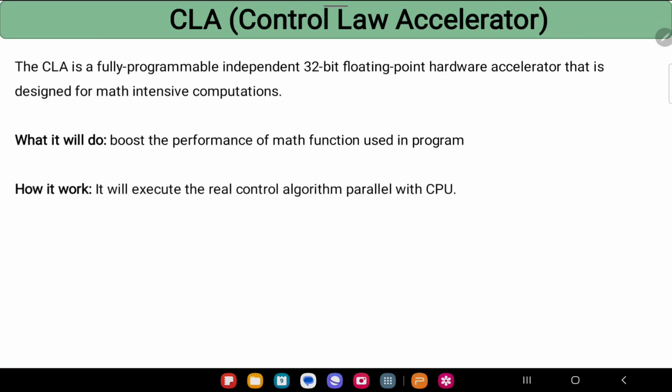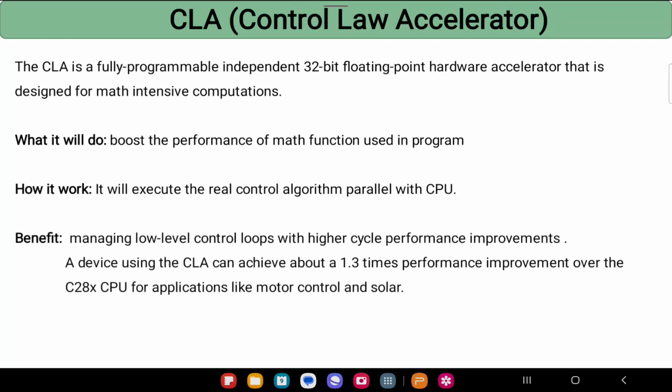And how it works: it will execute the real-time control algorithm in parallel with the CPU. And what is the benefit? When we are using the CLA, it manages low-level control loops with higher cycle performance improvement. When you are using CLA, you can achieve a performance improvement that is 1.3 times higher than when using the CPU alone. For example, in motor applications and solar PV integrations, you will be able to enhance the performance 1.3 times over using the CPU.